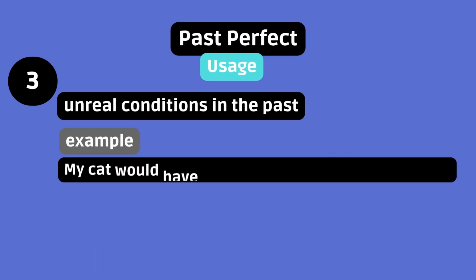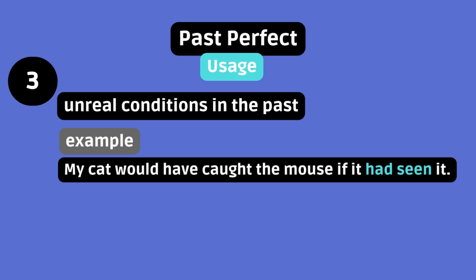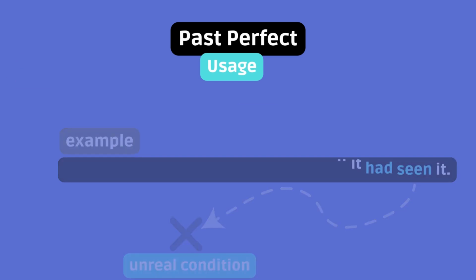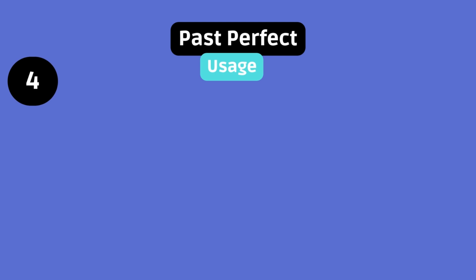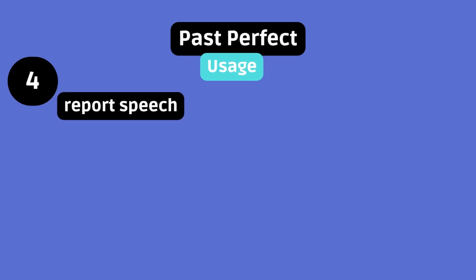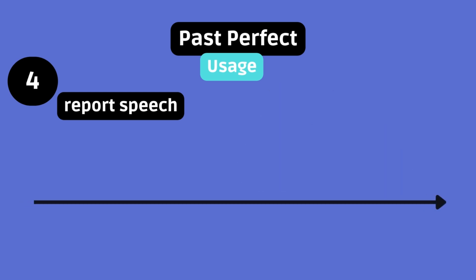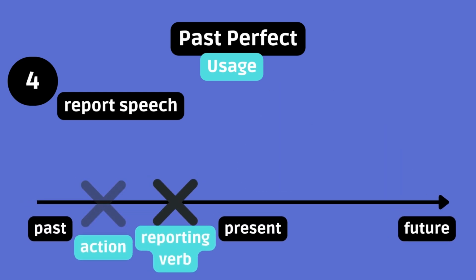Example: my cat would have caught the mouse if it had seen it. The mouse is alive and well, since the cat didn't even notice it. In the example, I imagine the unreal condition of my cat seeing the mouse. But it goes without saying that my cat isn't a killing machine. 4. It can be used to report speech initially expressed in the present perfect. When recounting someone's words, the past perfect is used to indicate that an action happened before the reporting verb.